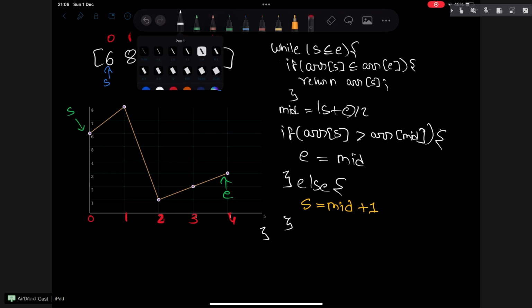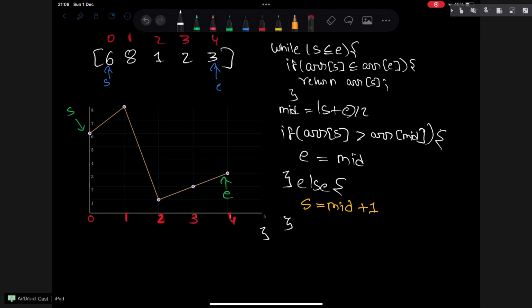Let's say we have the array 6 8 1 2 and 3, and we have represented the graph of that same array, and we have the code on the right side. The first thing we have to do is check s less than or equal to e. Yes, it is, since s is 0 and e is 4. So this is valid. Next we check if array of s is less than or equal to array of e. That means, is my array of s less and is my array of e more? So we are actually checking whether the array is already sorted. The array is not sorted, so we need to calculate mid.